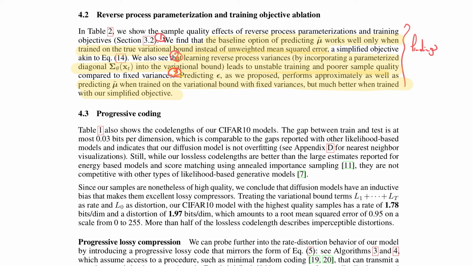Second, learning the reverse process variance by incorporating a parameterized diagonal sigma theta into the variational bound led to unstable training and poorer sample quality. So they figured out that choosing a fixed variance schedule is better. And three, predicting epsilon as proposed performs approximately as well as predicting the mu tilde when trained on a variational bound with fixed variances, but much better when trained with a simplified objective.